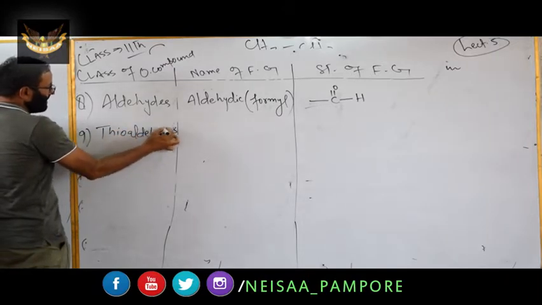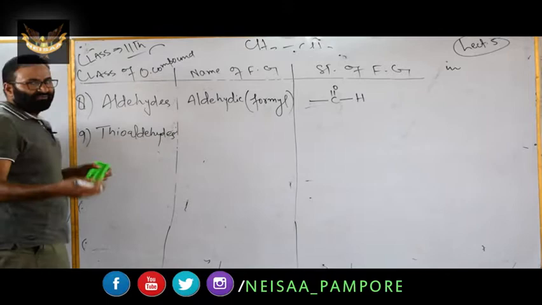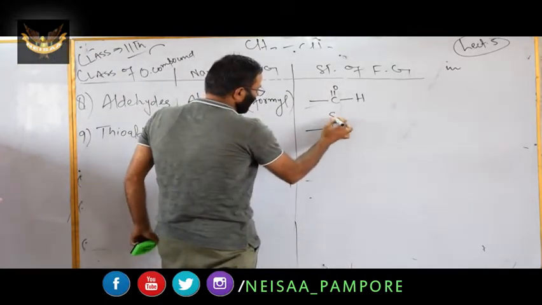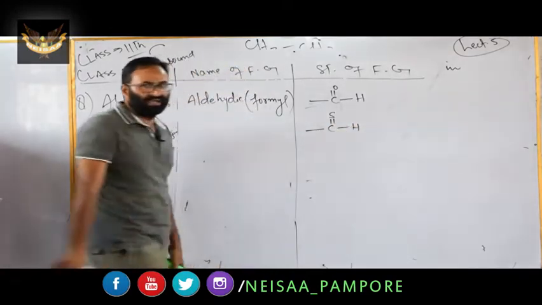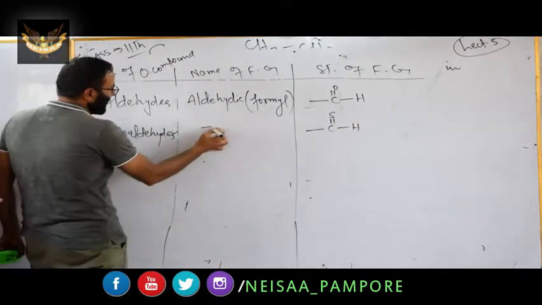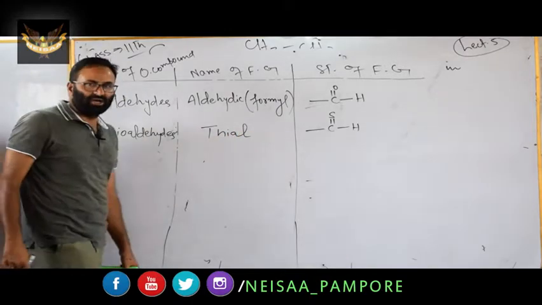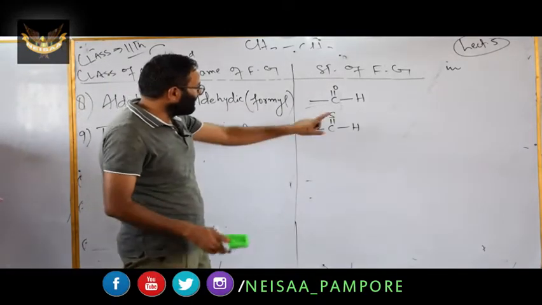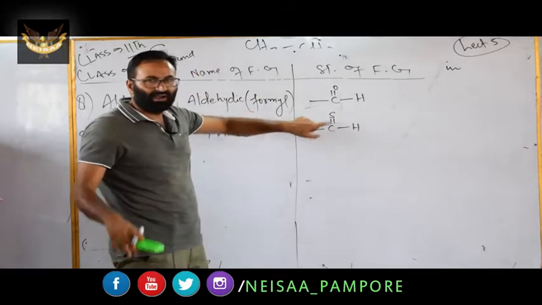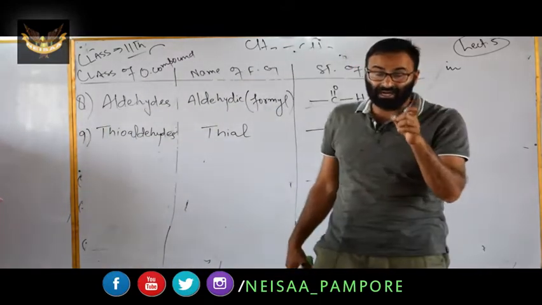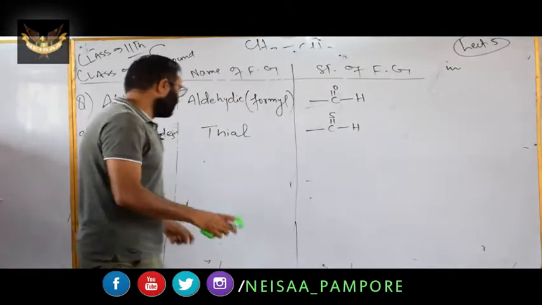Now we have the ninth, thioaldehydes. If I tell you what will be the functional group, instead of O, it will be sulfur. C double bond SH. It is thioaldehydes. Its name is thiol. Remember, in thioaldehydes, C double bond with sulfur instead of oxygen, it becomes thioaldehyde, and the name of the functional group is thiol. Remember this point.